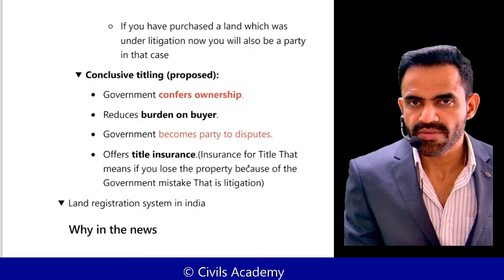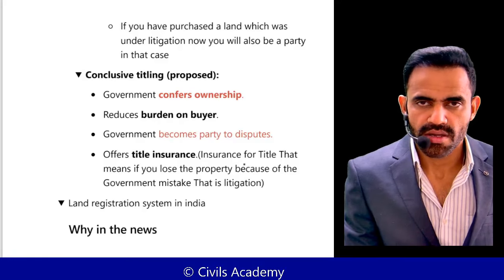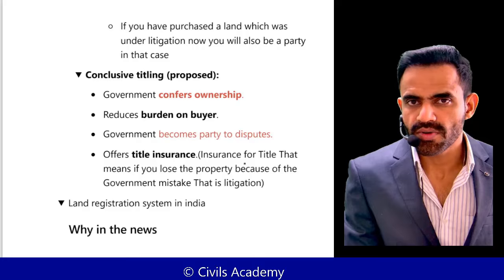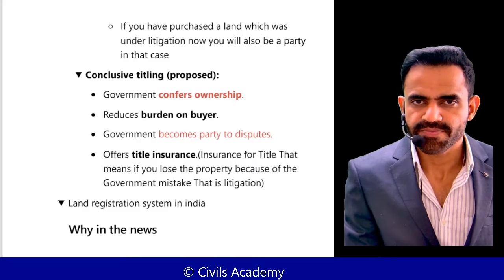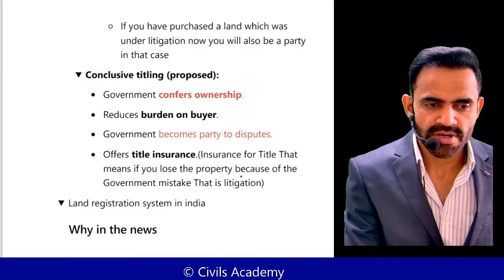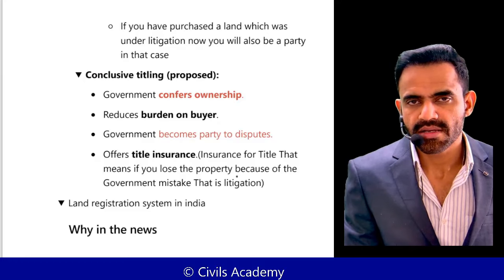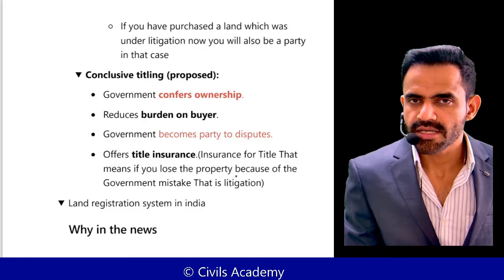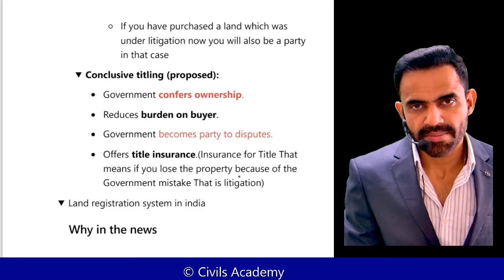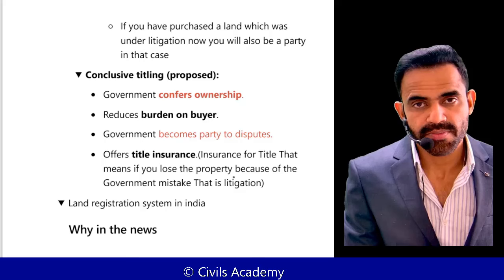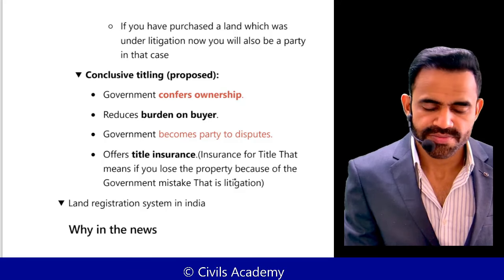So we have covered two types of land titling system. One is presumptive. In this, it is presumed that you are the owner if you have documents. And in case of conclusive, if there is a dispute or if any fraud is committed by the seller, in that case, government is going to support the buyer. Why? Because this entire process was done in the government office.